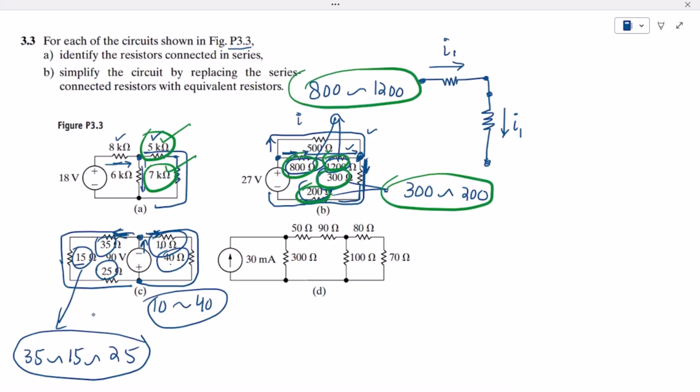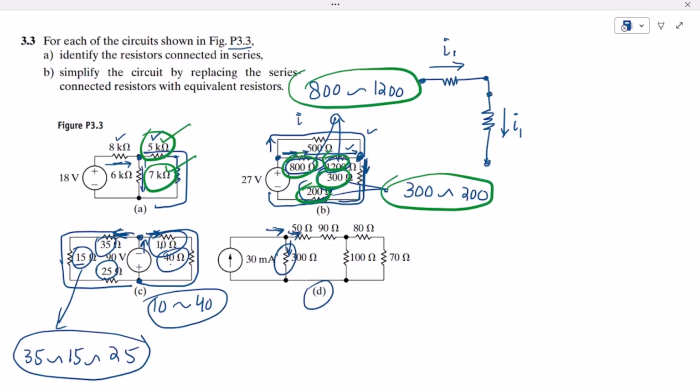So therefore these three are in series with each other. The last one here is this D. Here this current source is the primary source, so we can see that this current will be divided through this one and this one. So this is the only resistor here, and it will be here as well.